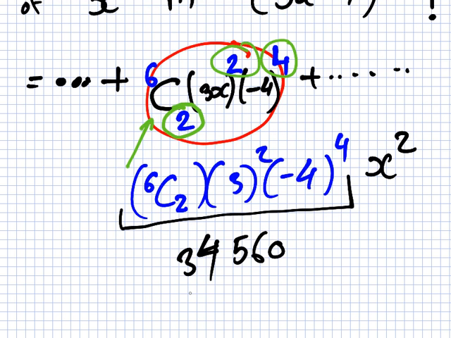34,560 x squared. If they ask for the second term, the x squared is not the second term, that's right. It's the third term. This is why you were thinking it. This is actually quite a common question in the exam. So this question kind of forces you to use the C. So it's actually quite common in the exam.